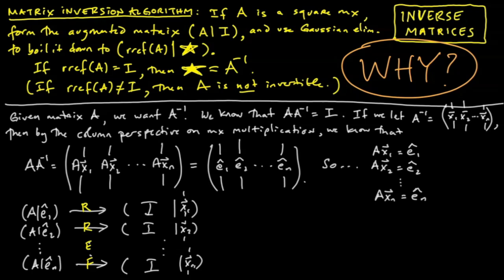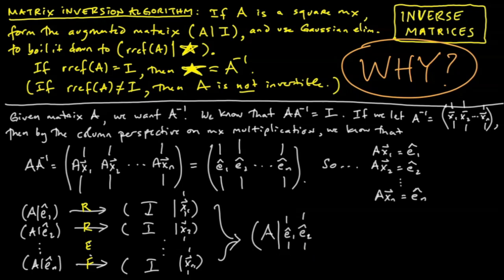But if we ever find ourselves doing such a thing again, we could save time by doing it like this. Combine all that stuff. Let's make a single augmented matrix with A on the left, and then on the right, let's not just put E1 or E2, let's start by putting them both there.